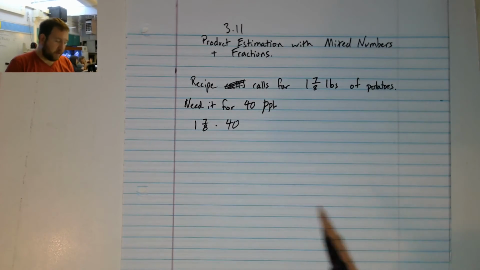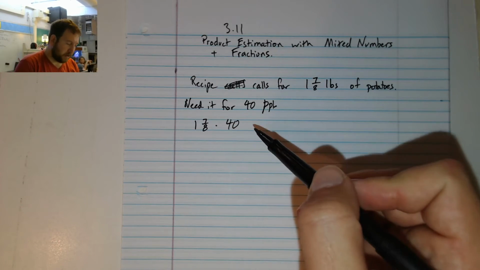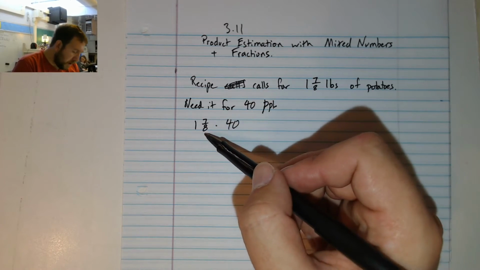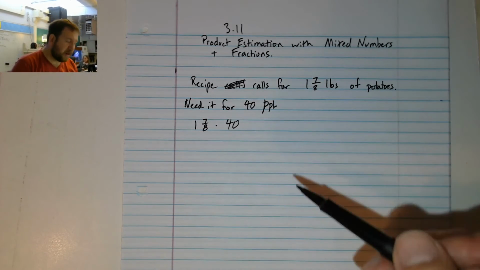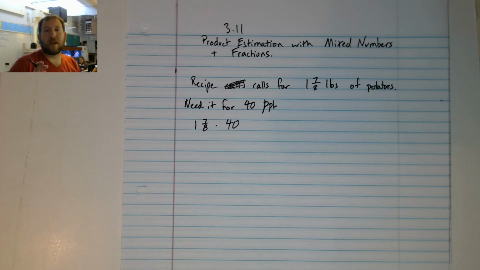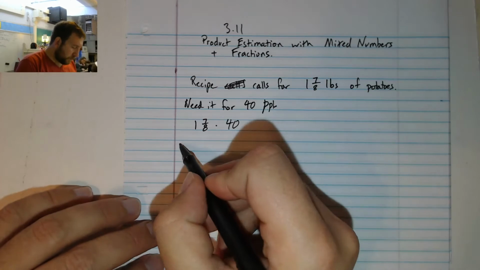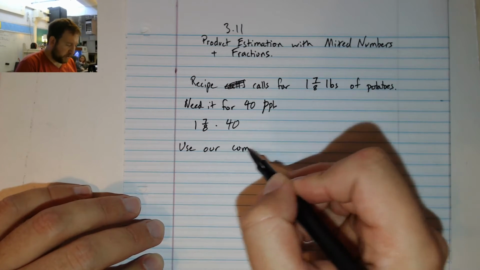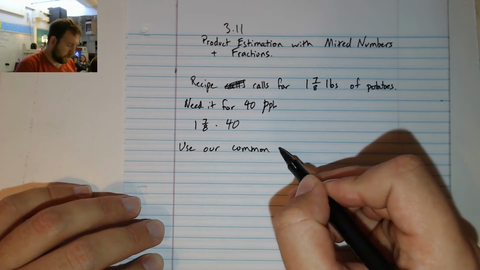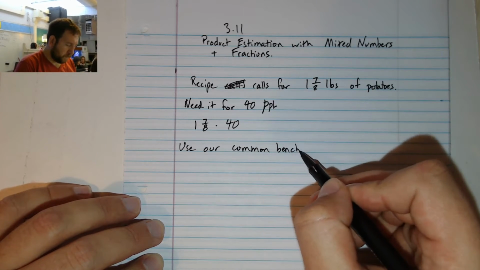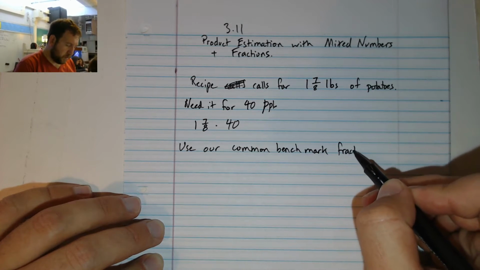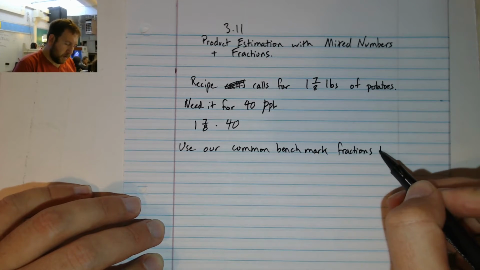Now, if we were going to do this with our old style of multiplication, we would need to turn them into mixed numbers, turn them into improper fractions, then multiply numerator and denominator, and then simplify. And a lot of that is very difficult to do in our head. Instead, we're going to use our common benchmark fractions to estimate.